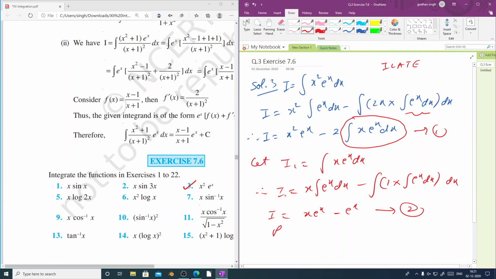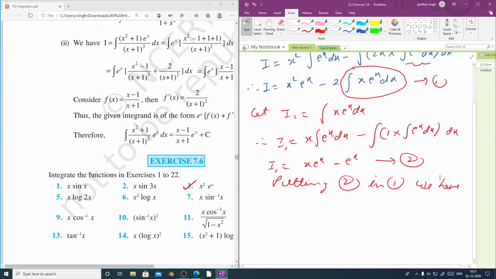So putting 2 in 1, we have, so what we will be having, I equal to x square e raised to x minus 2, and in place of this we will be putting the value of I1, that is x e raised to x minus e raised to x, and plus c. Here constant we can write combined constant of 1 and 2 will be say plus c.